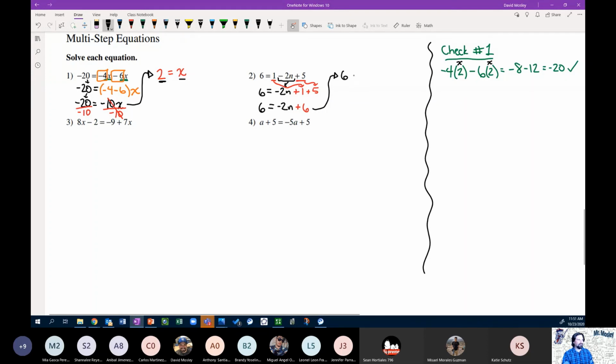So now we have the equation set up. And we can solve. And we'll do our -6, -6. We have 0 equals -2n. Divide by -2. We get 0 equals n.